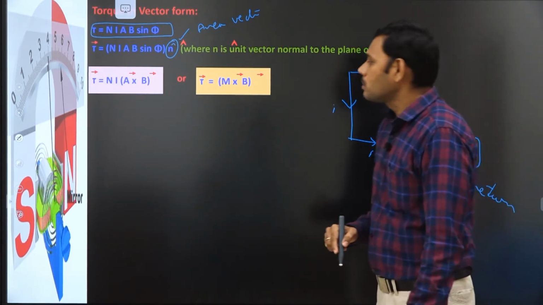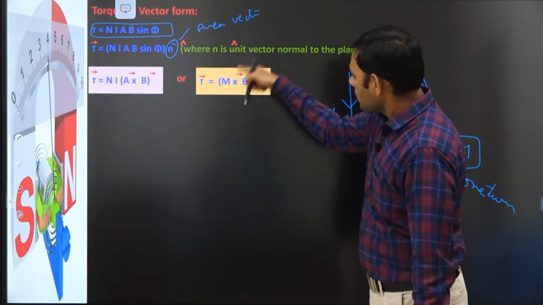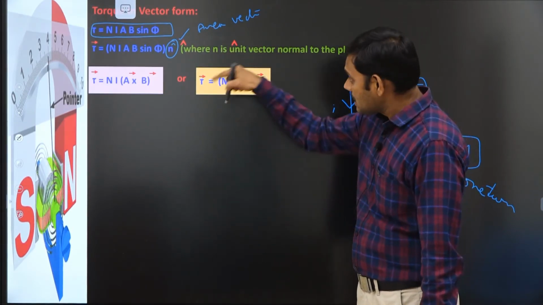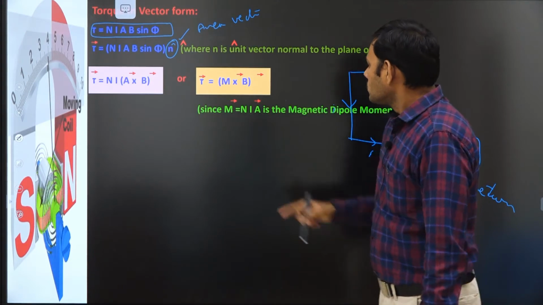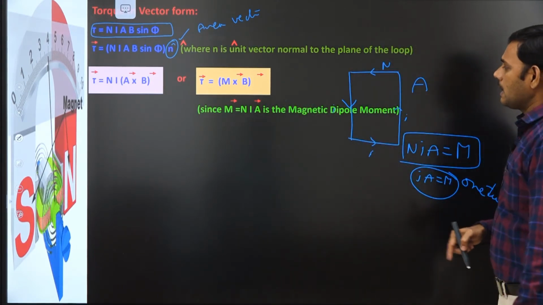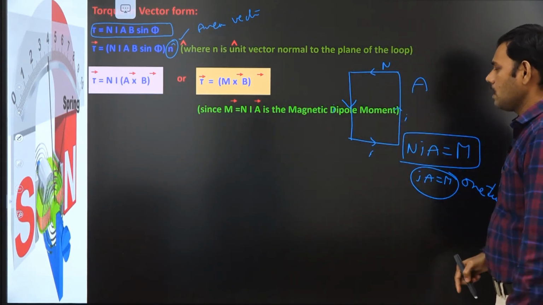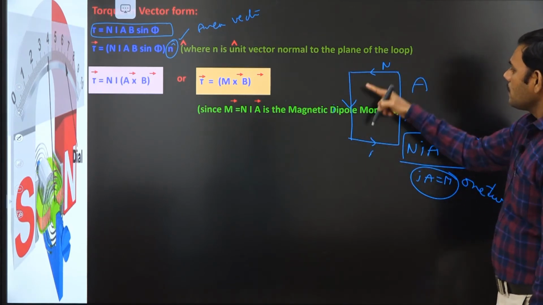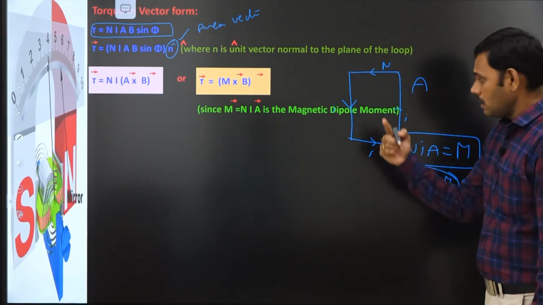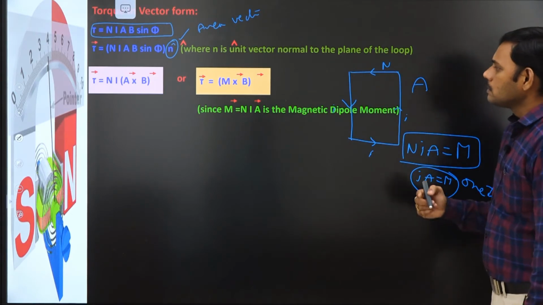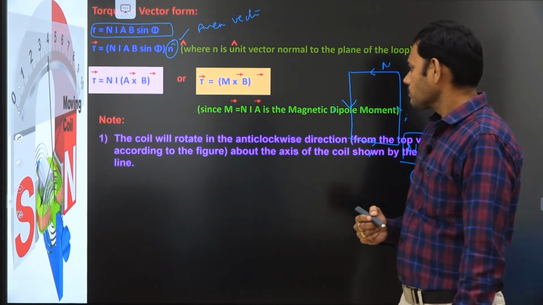Therefore, tau bar is equal to M bar cross B bar, where M bar is the magnetic moment of the coil, which is equal to NIA. That is what we write. NIA is the magnetic moment of a dipole. This current carrying coil is equivalent to a dipole like a permanent bar magnet. So, NIA is equal to M.